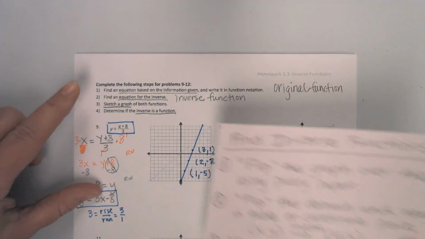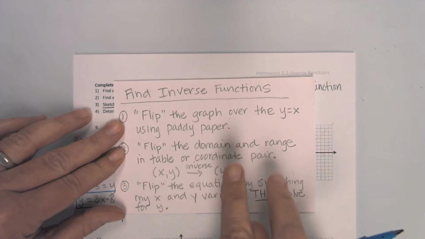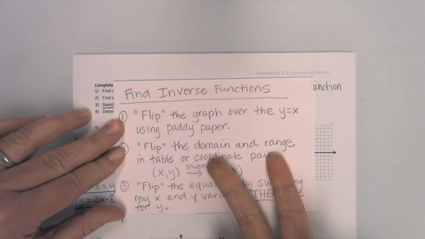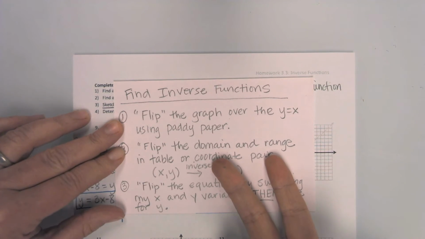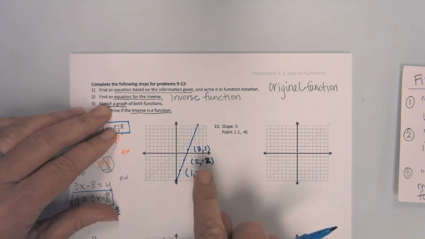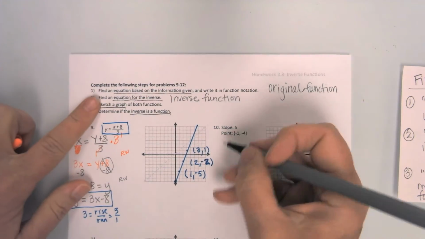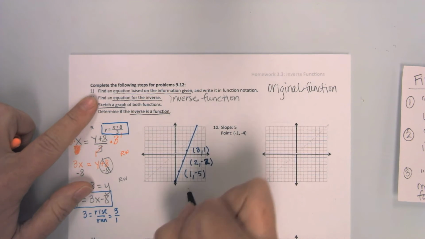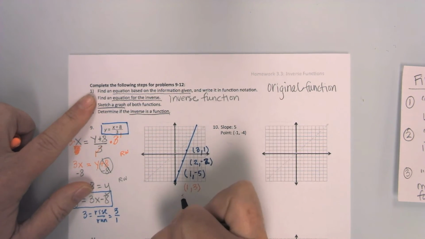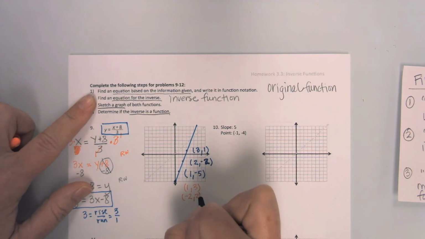I remember all I have to do is flip my domain and range. And I have my new coordinates. So I'm going to take each one of these and I'm going to flip them. So my inverse function will have a 1, comma 3. It'll have a negative 2, 2.